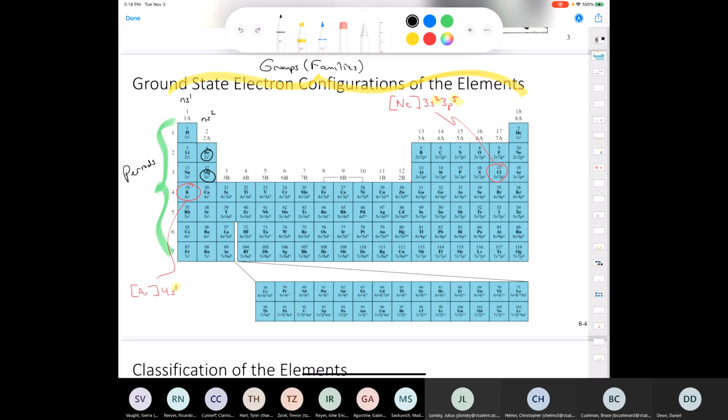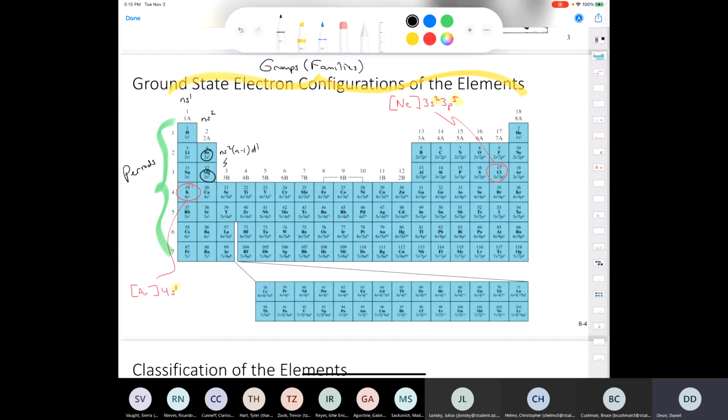Look at even group 3. I'm referring to the Roman numerals here. If you look at group 3 or 3B, and I'll discuss that in a second, whatever you want to call it, they all have the same electron configuration, right? They all have ns2, and then they have (n-1)d1, like that.